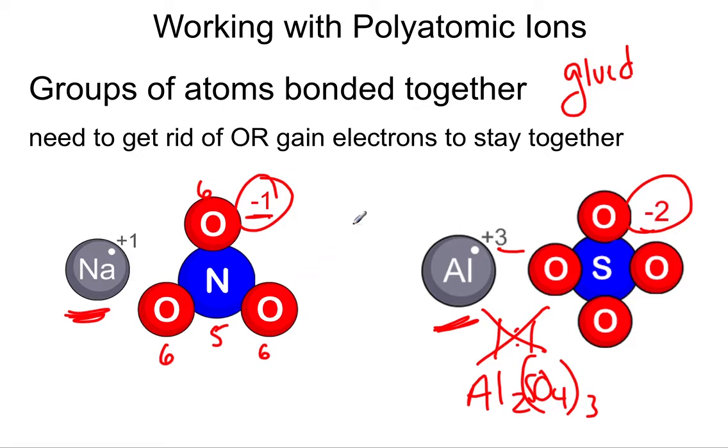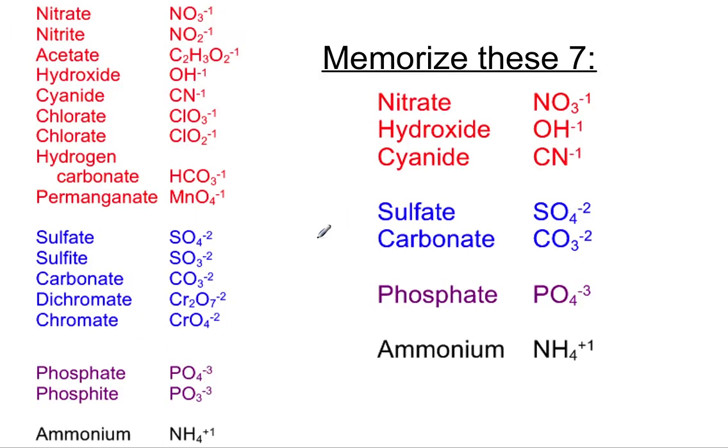So what do you need to know? Polyatomics are many atoms. You could think of them glued together. They don't stay together unless they either get rid of or gain a couple extra electrons. And it's a very specific, unique formula that unfortunately for you, you're going to have to memorize. Now, there's crazy lists. This is a very small list compared to what's actually out there. Lots and lots and lots of polyatomics.